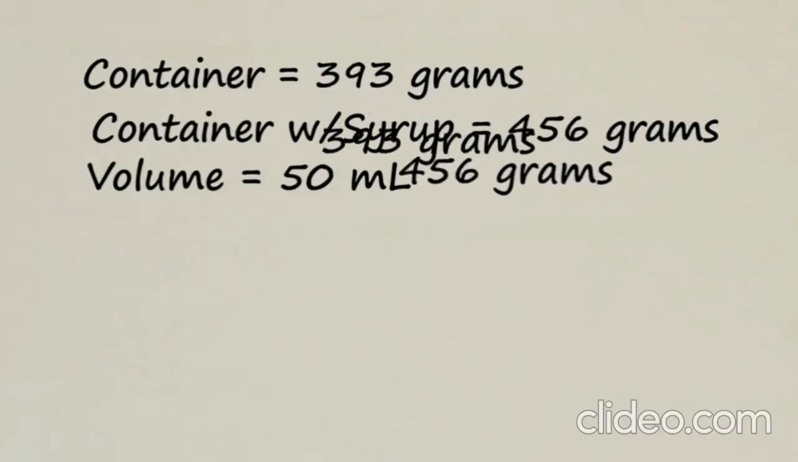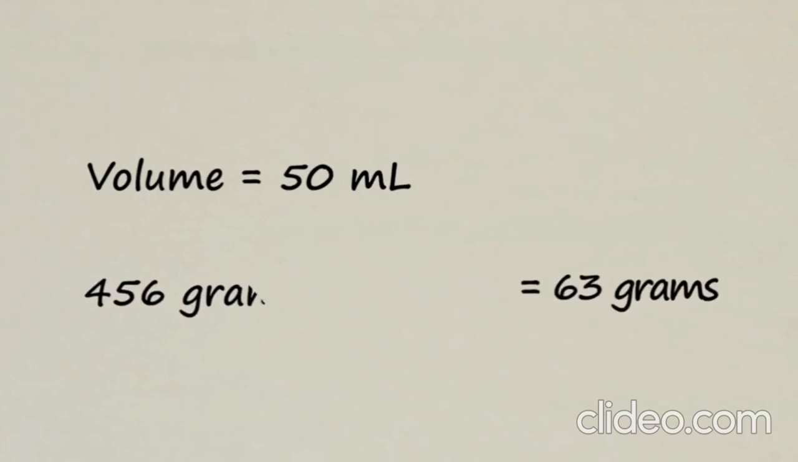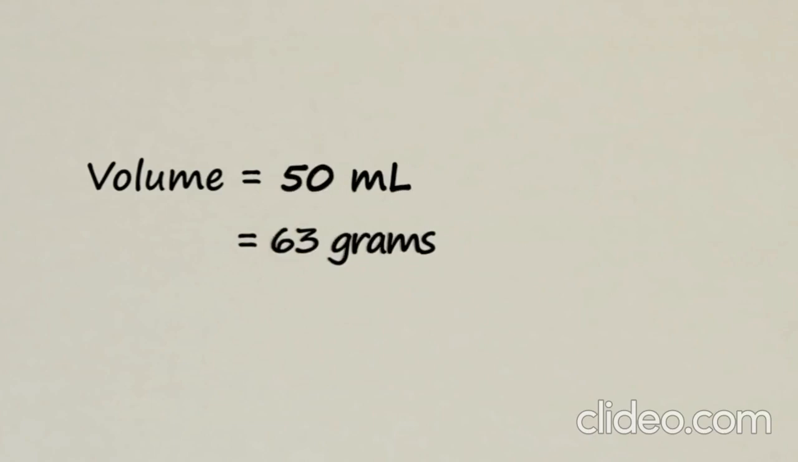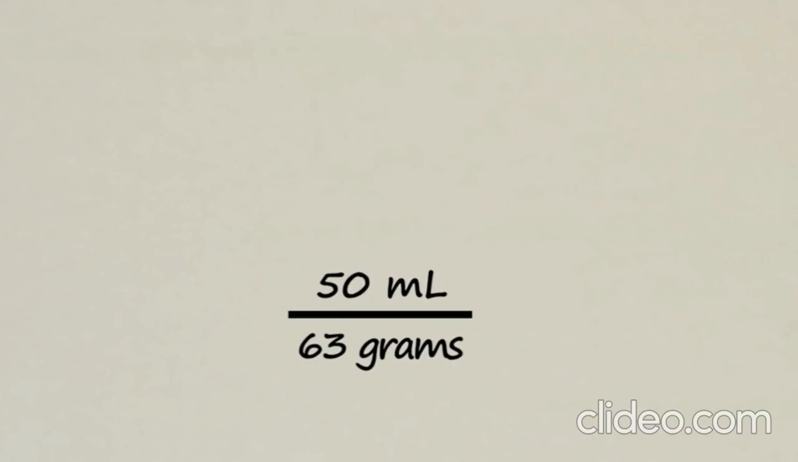Time for some math. Subtract the mass of the container from the mass of the container with syrup. That gives you a difference of 63 grams. So we have 63 grams of syrup. Finally, we take the mass of 63 grams and divide it by the volume of 50 milliliters. The resulting density of the syrup is 1.3 grams per milliliter.